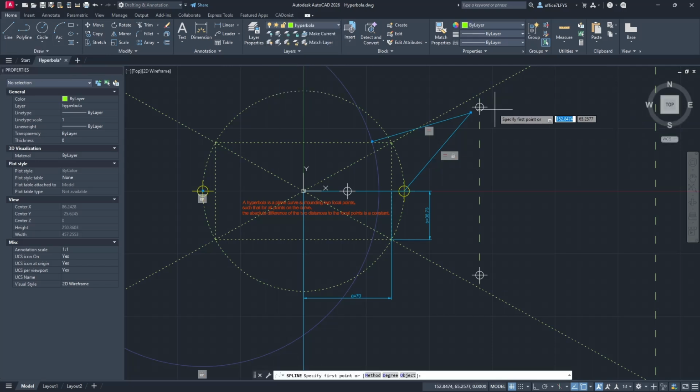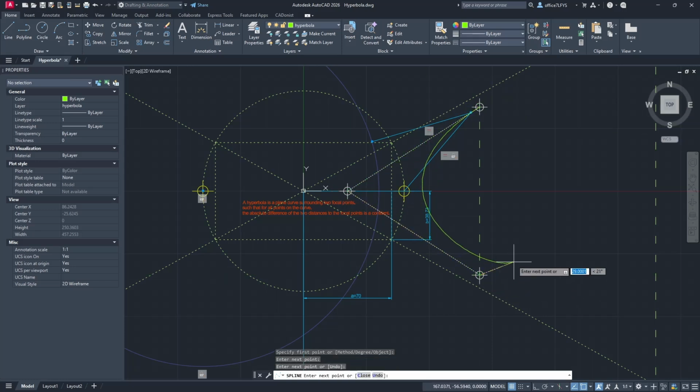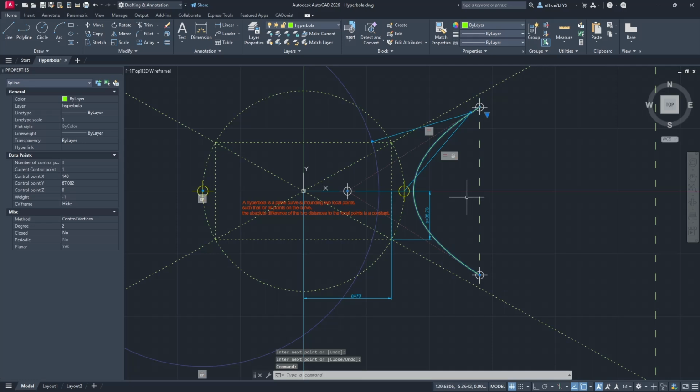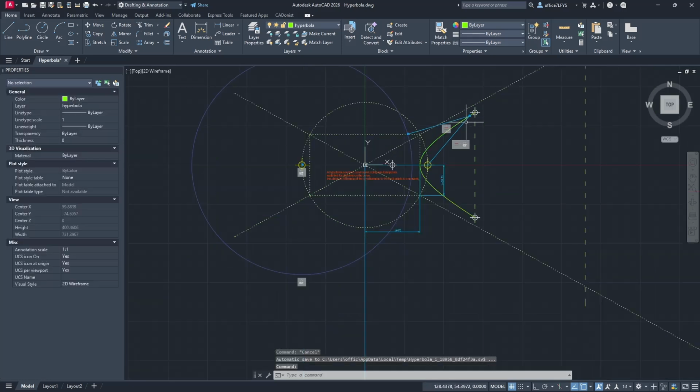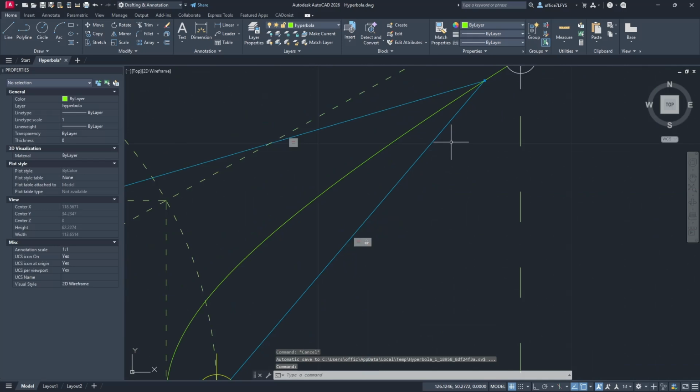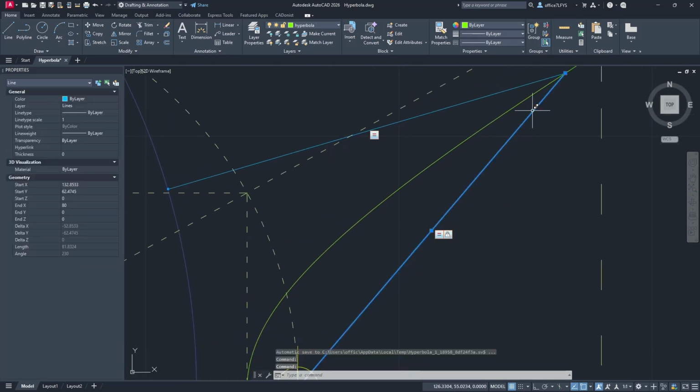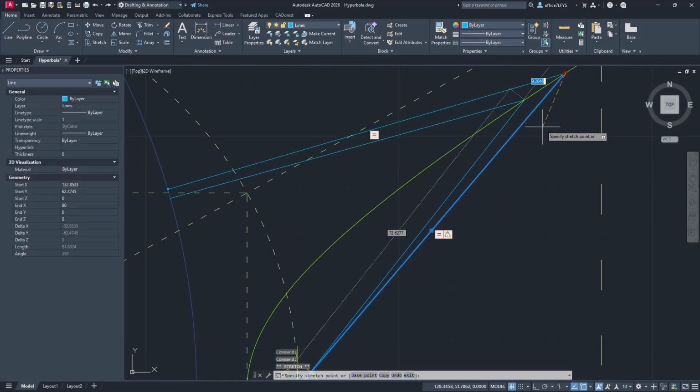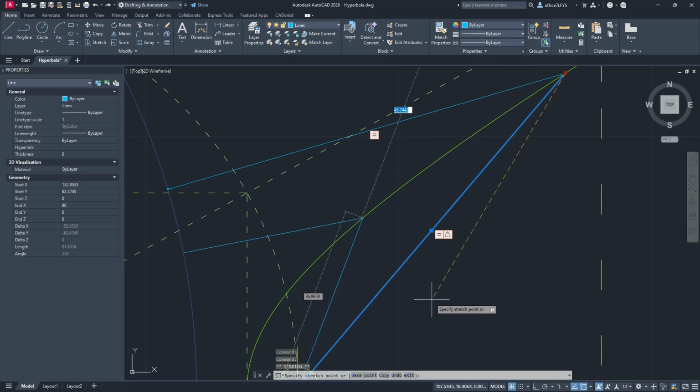Connecting these three control points with a spline, however, gives us a parabola, not a hyperbola. What do we need to do? We change the weight parameter to 2, and now we have a hyperbola. Zooming in, you can see that as we move the point, it perfectly follows the hyperbola line.